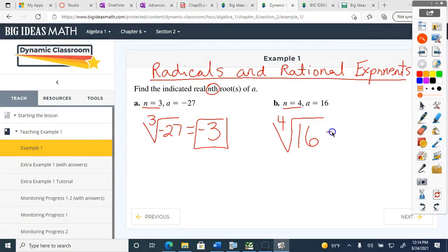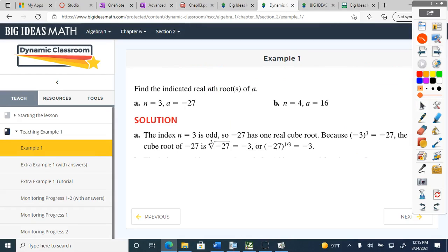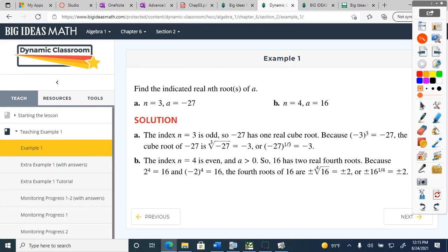So this was equal to 2. Any questions so far? Easy enough? All right. Let's see how I did. Hey, we got that one right. And I'm glad I poked on this. Your teacher forgot to tell you something. It's asking for the fourth root. That could also be negative 2. So you have to put plus or minus.